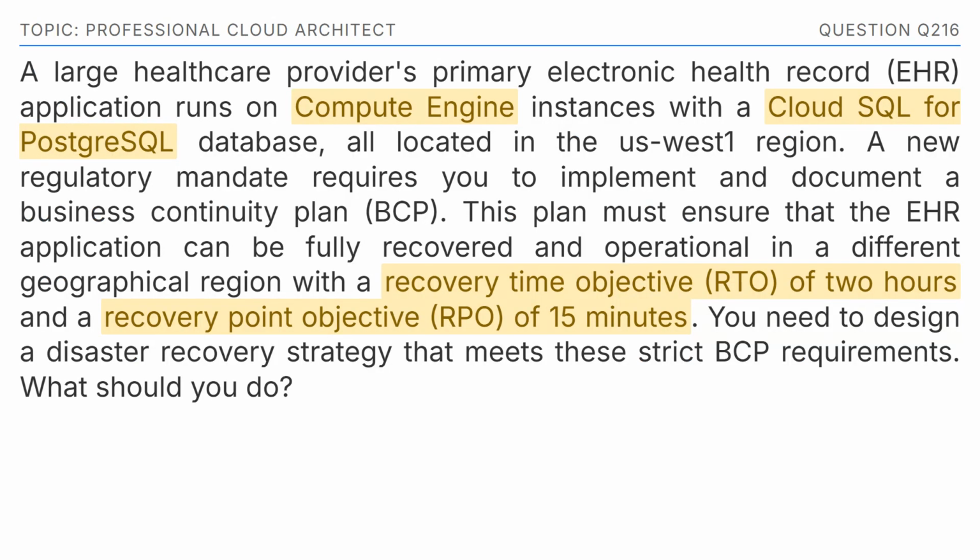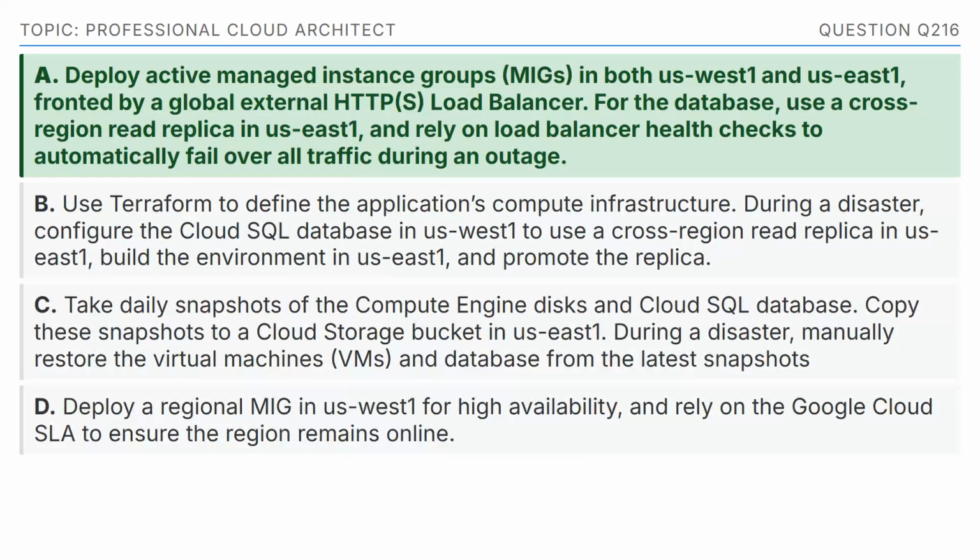To arrive at the correct answer, we focus on the keywords: Compute Engine, Cloud SQL for PostgreSQL, Recovery Time Objective (RTO) of 2 hours, Recovery Point Objective (RPO) of 15 minutes. The correct answer is option A, deploy active managed instance groups (MIGs) in both US West 1 and US East 1, fronted by a global external HTTP/S load balancer. For the database, use a cross-region read replica in US East 1, and rely on load balancer health checks to automatically fail over all traffic during an outage.